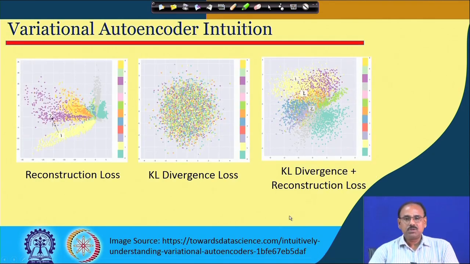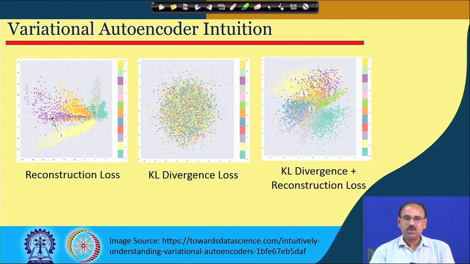This diagram puts all these different conditions side by side. On the leftmost, what we have is the autoencoder, where you use only the reconstruction loss. By minimizing the reconstruction loss, the traditional autoencoder gives you a set of latent vectors where the vectors belonging to different categories form different clusters, but the clusters are not compact in the latent space.